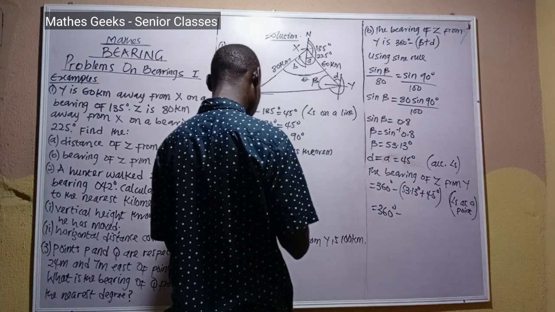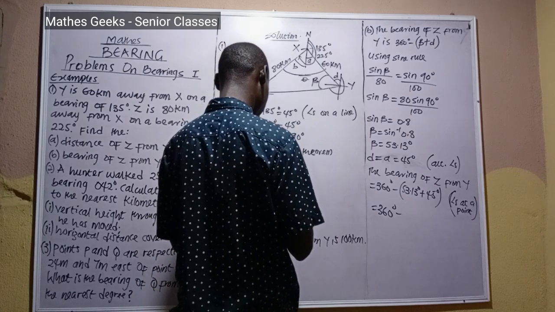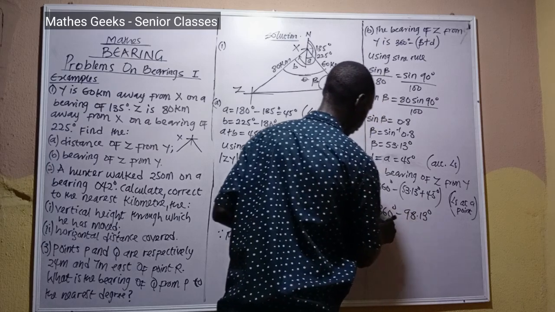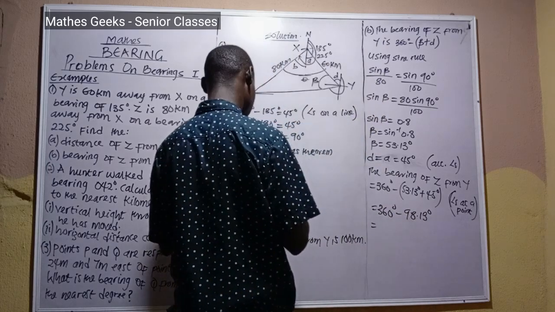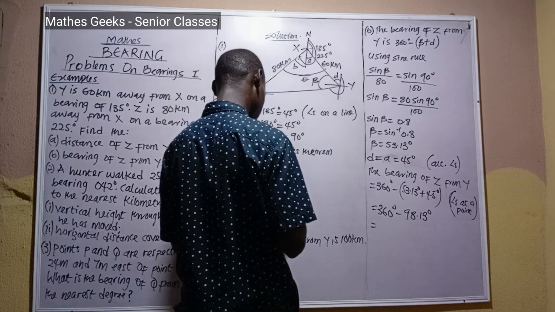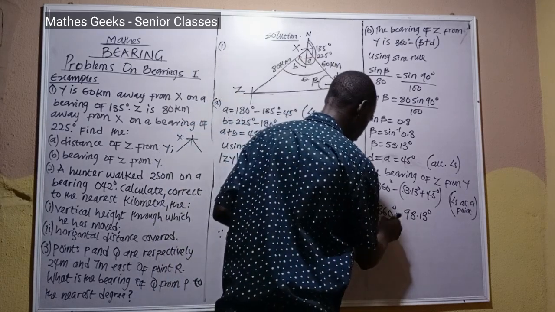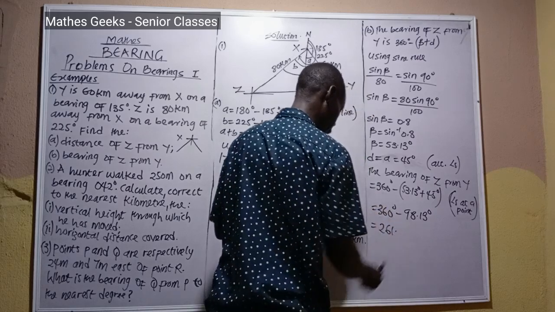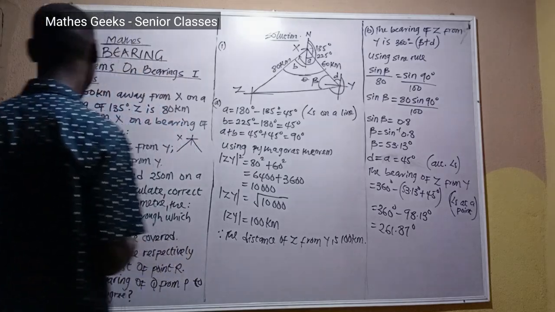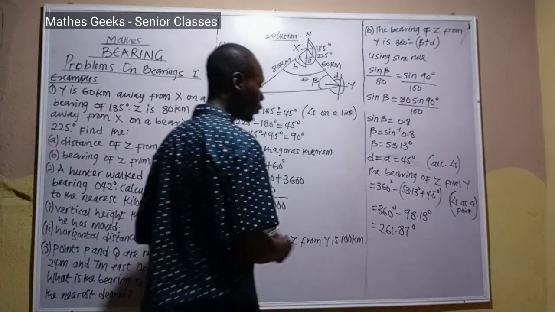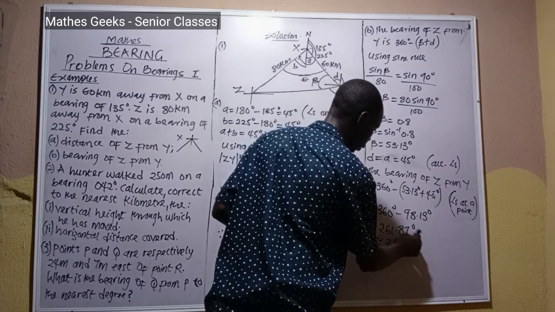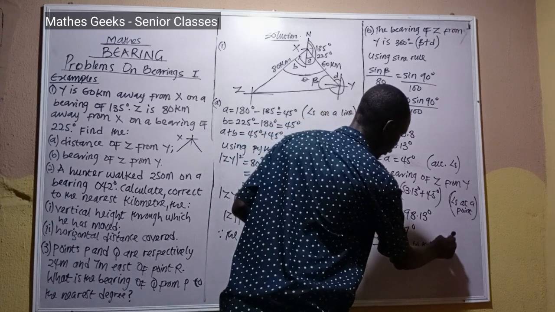That will give me 360 degrees minus 53.13 plus 45, which is 98.13 degrees. So 360 degrees minus 98.13 is 261.87 degrees. What's the instruction? Bearing of z from y. So if you approximate to the nearest degree, we can say approximately 262 degrees.